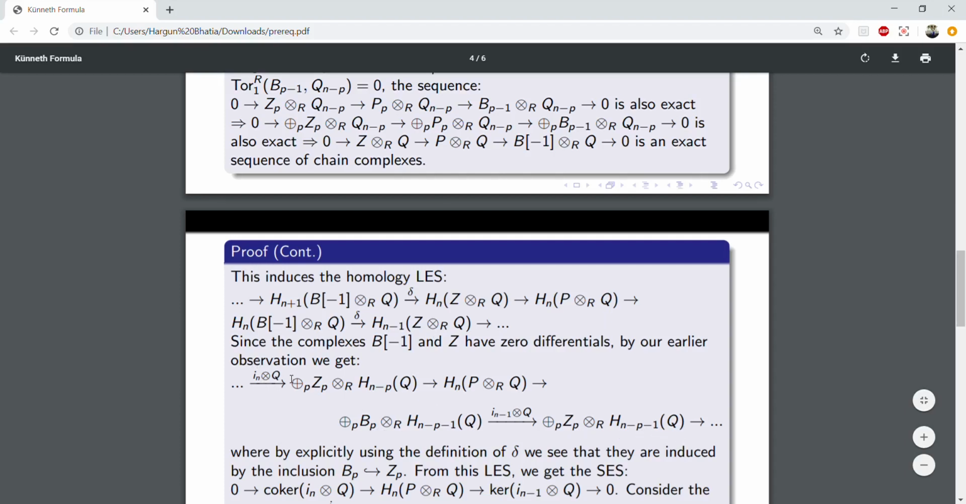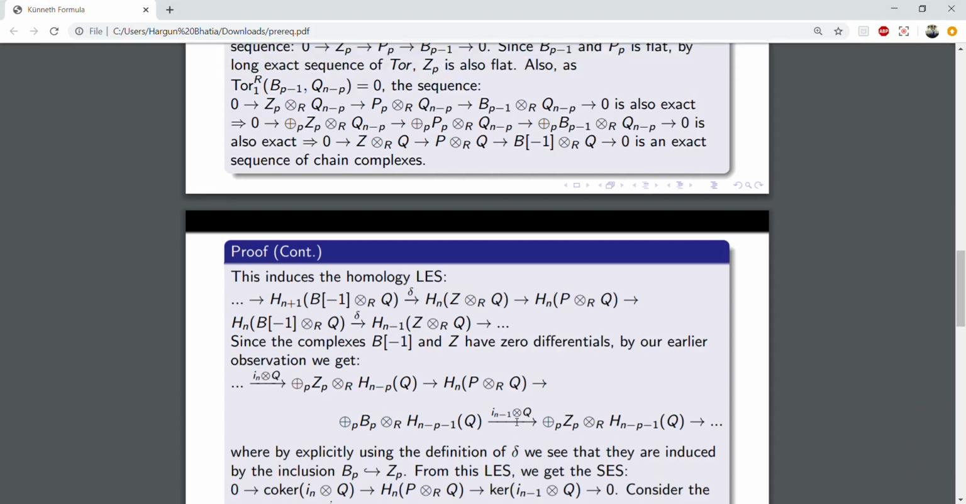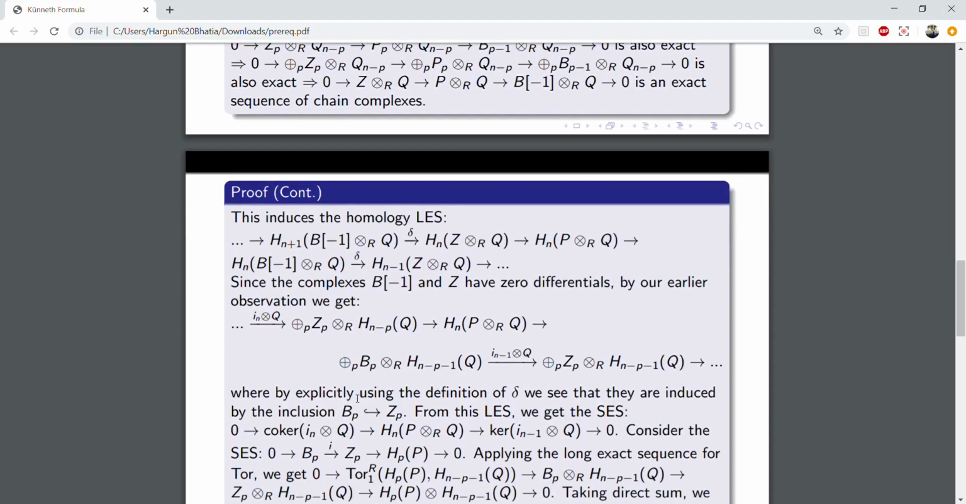Now what happens to these differential maps? You can explicitly find what these differential maps are. Remember how we proved this result, that a short exact sequence of chain complexes gives a long exact sequence? You use the snake lemma, and in the snake lemma, to construct this homomorphism delta, for the category of R-modules you have explicit maps, and hence maps in this homology long exact sequence. When you use those explicit maps delta, you show that this map right here is nothing but the map induced by the inclusion of B_p into Z_p.